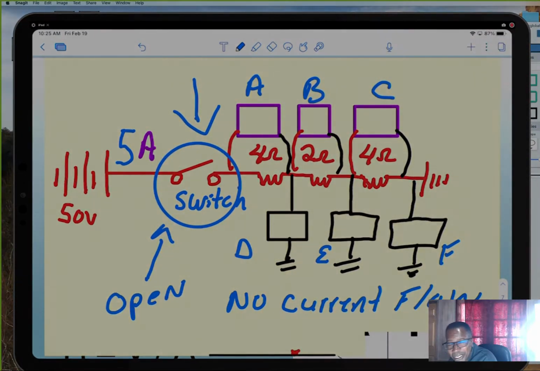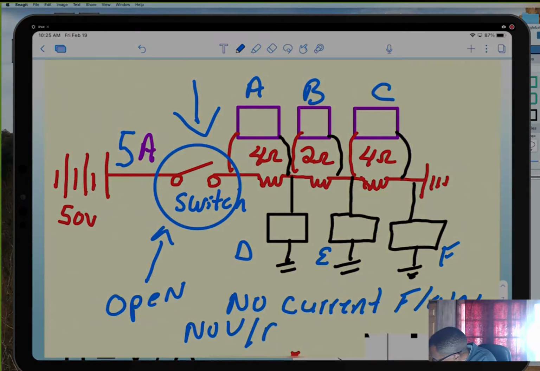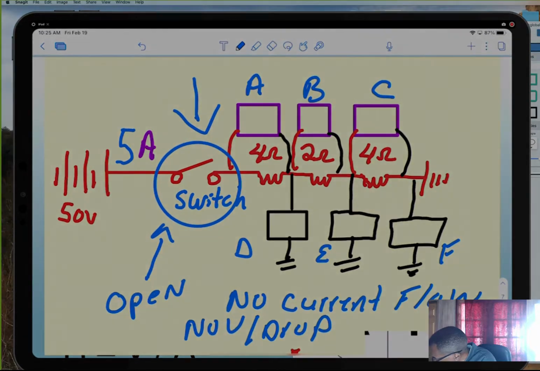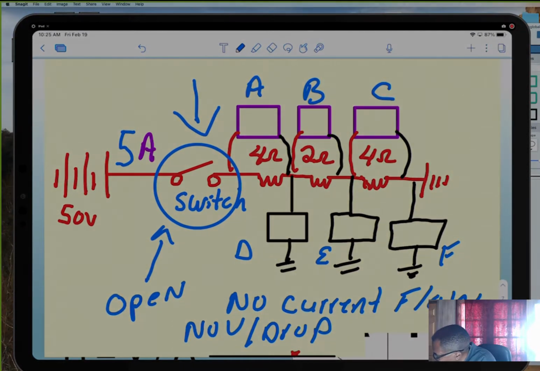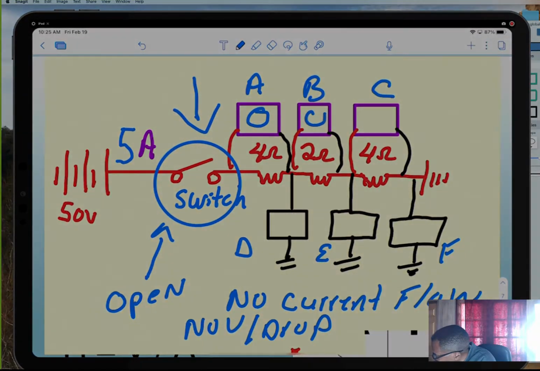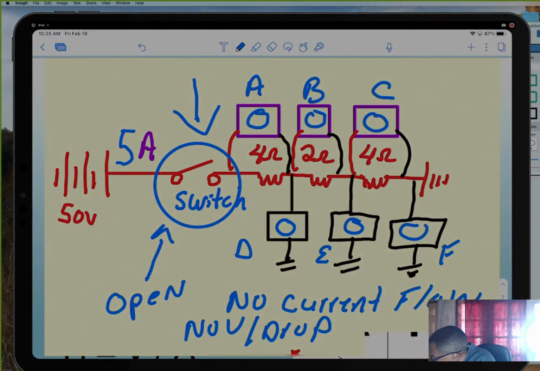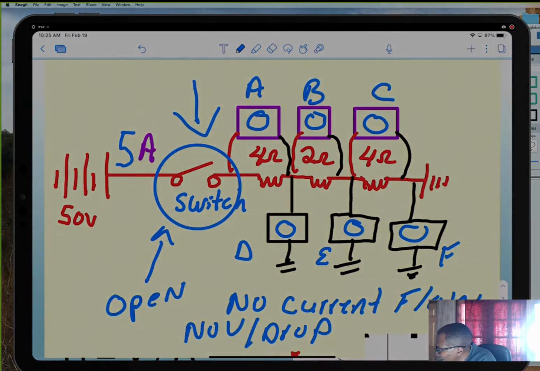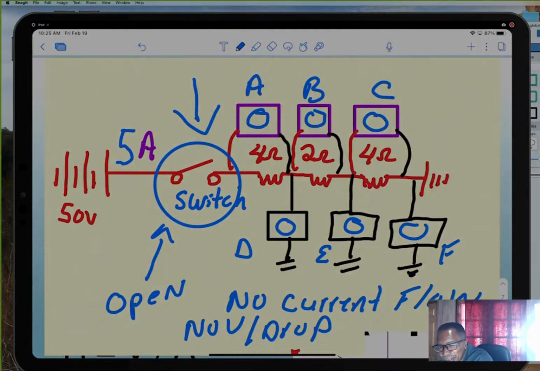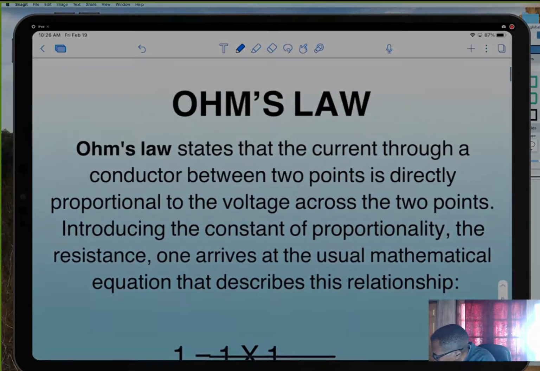So we're on. No current flow, and no voltage drop. So A, B, C, everything's zero. I helped you guys out. See? Everything is 0, because in an open circuit, everything stops. So that's the first thing we said when we started this, to have a complete circuit.